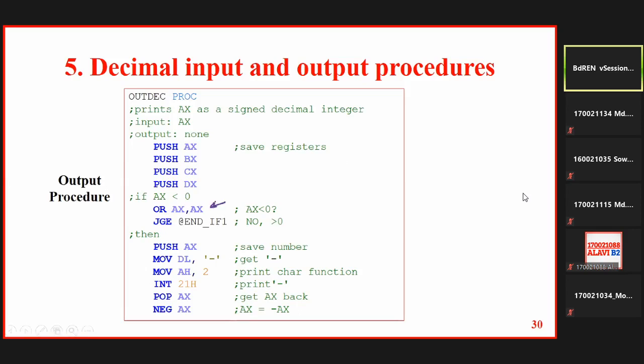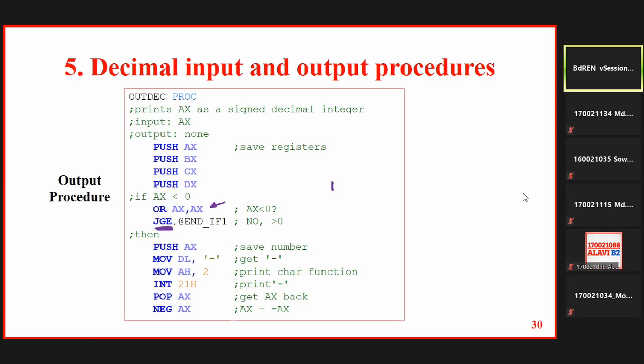Why are we using this OR? If you can remember, this OR basically affects your sign flag, zero flag, parity flag, all those flags. So when we do OR, you're basically checking the number, whether it is less than zero or greater than zero. So this is a signed jump. If your MSB is 1, it will say okay, it is less than 0. Otherwise it will be greater than or equal to 0.